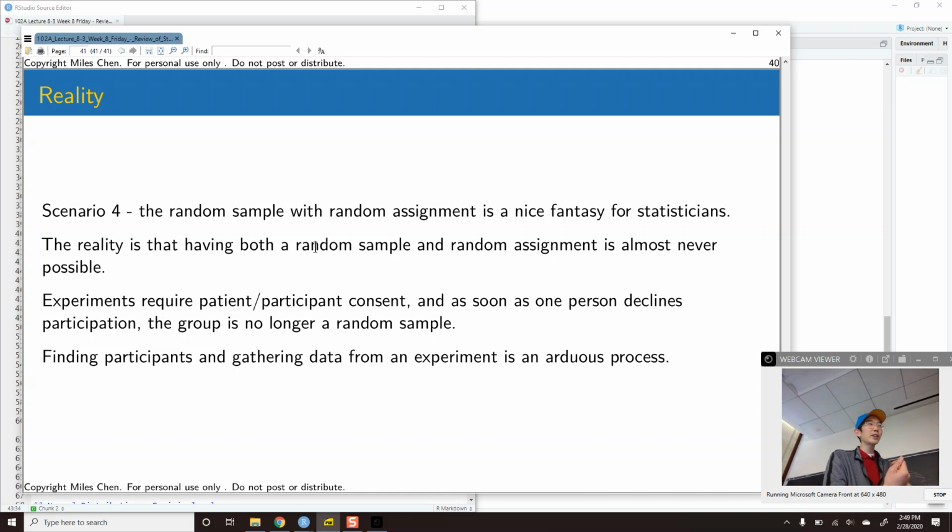And basically what you can do with either scenario will differ, okay? So we'll look at random assignment, which comes from experiments, and random sampling.